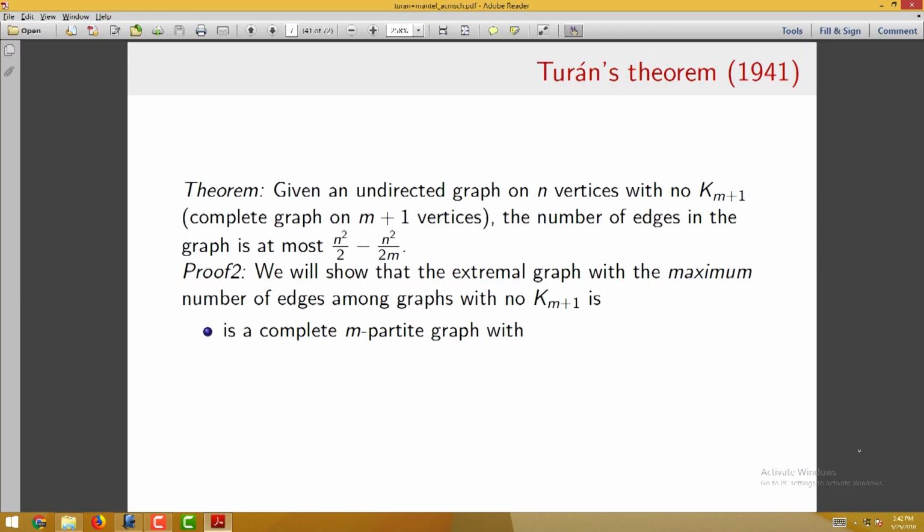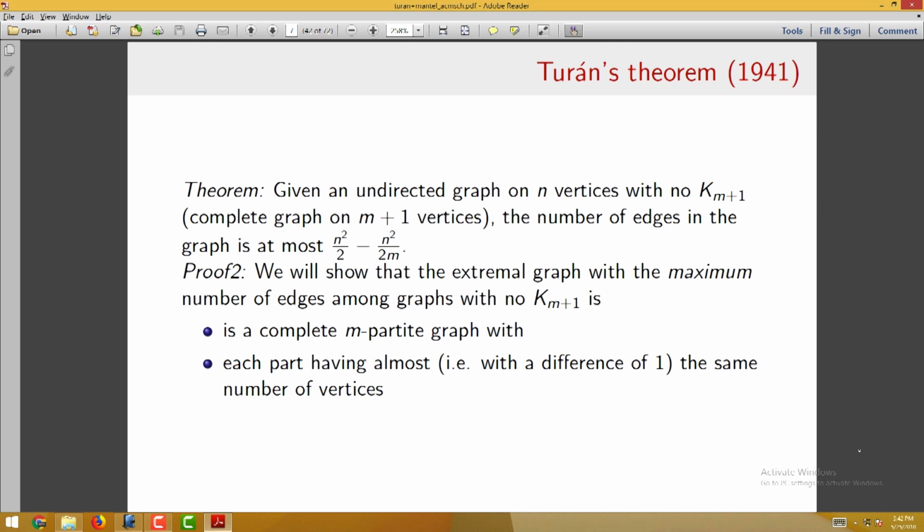Okay, here's another nice proof. So what we will show is that an extremal graph, a graph with the maximum number of edges among graphs with no K_{m+1}, this is proof number 2. First we will show that it's a complete m-partite graph and each part has at most equal size. Okay, no induction. We're going to try a different proof. Very nice proof here.